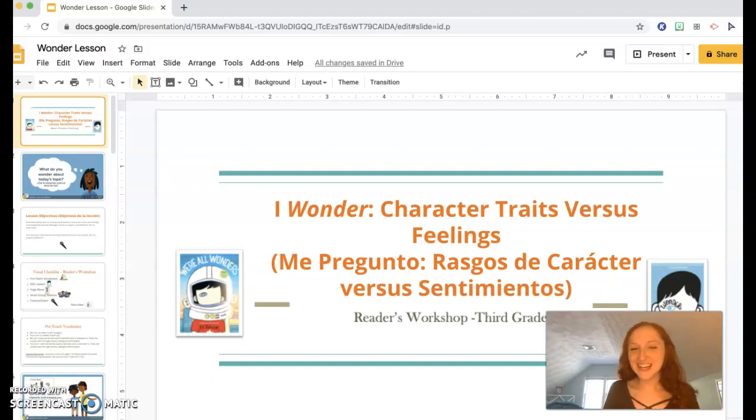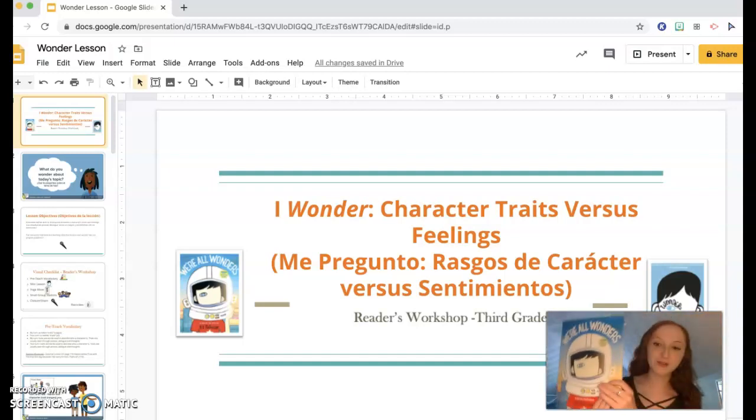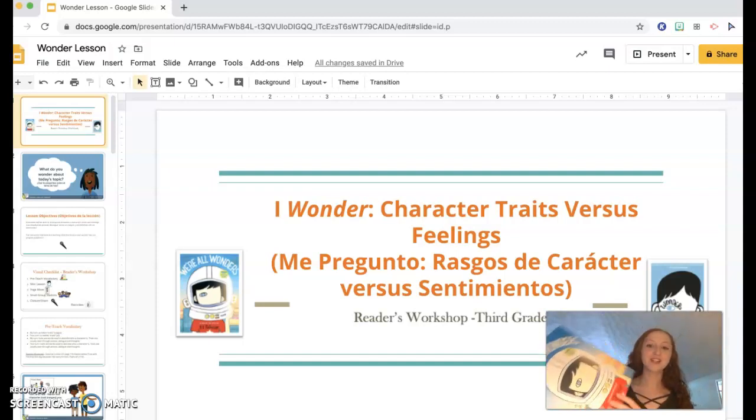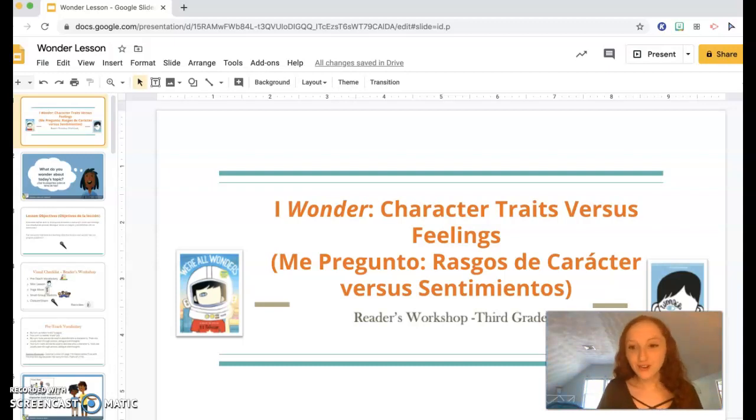Hello class, hola clase. Today we will be reading more out of our book Wonder by R.J. Palacio and thinking about character traits versus character feelings and the difference between those two, how to distinguish between those two. We'll also be reading We're All Wonders by R.J. Palacio in our small groups. Me pregunto, rasgos de character versus sentimientos. This is our reader's workshop in the 3rd grade.